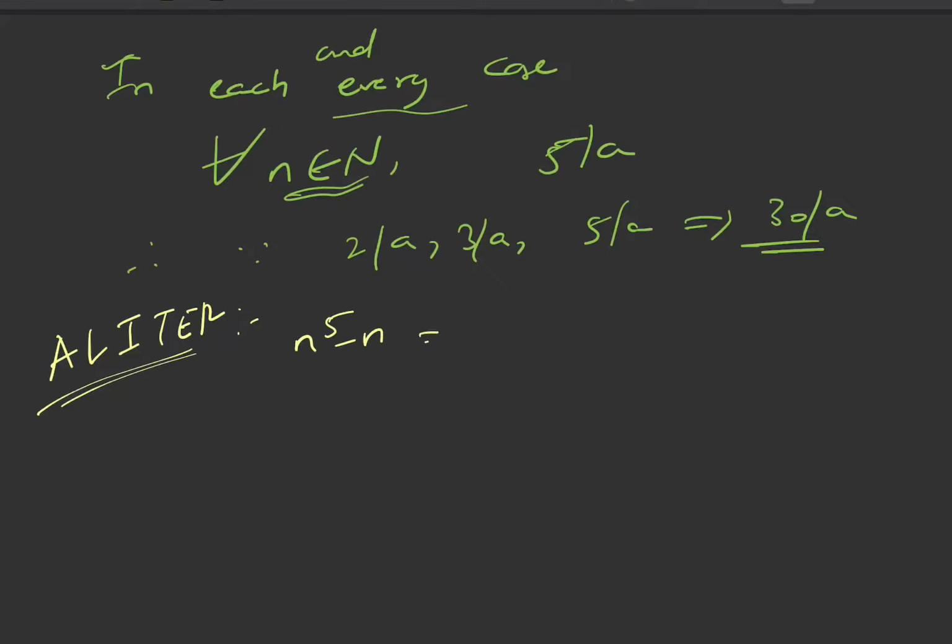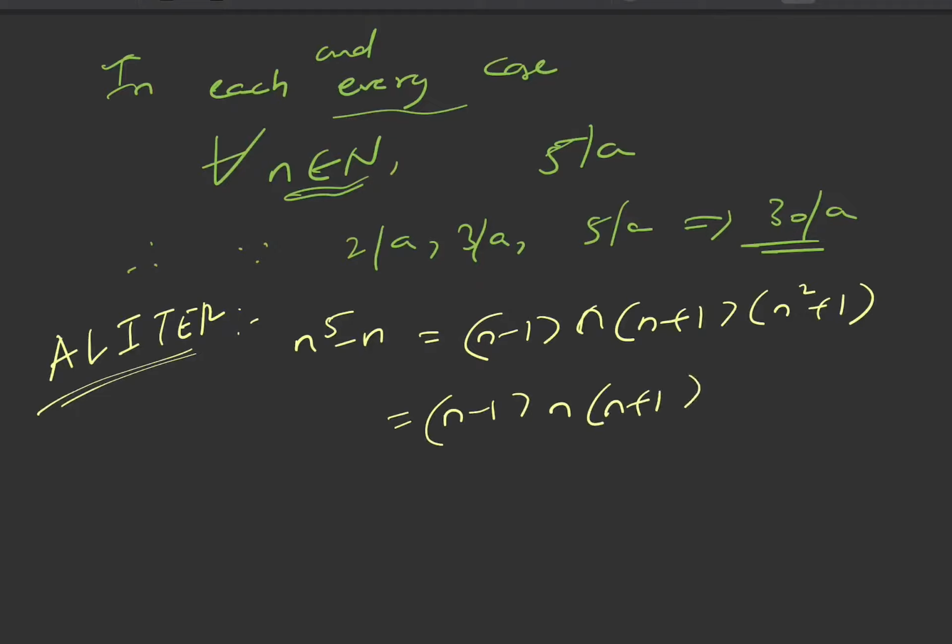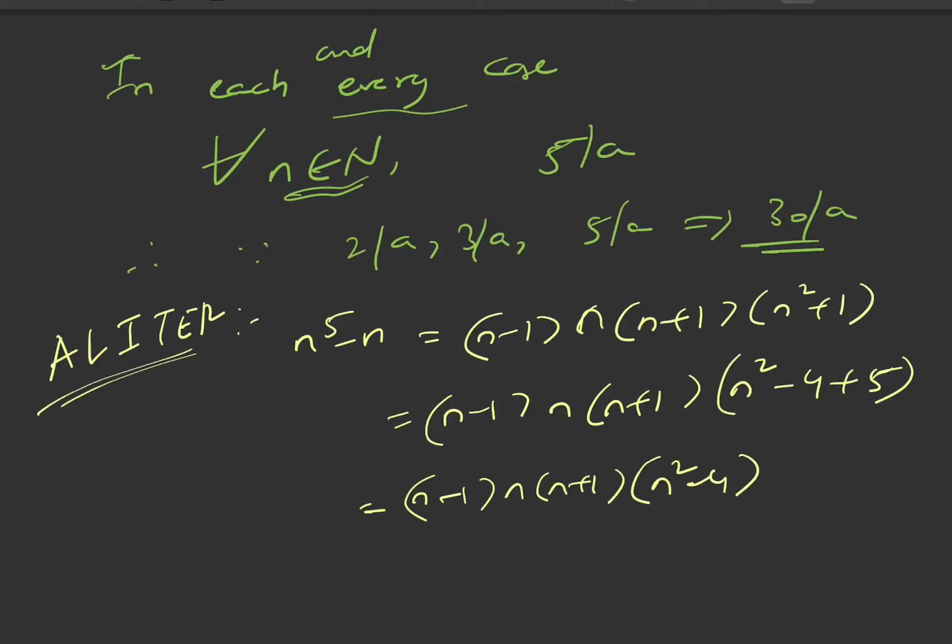So you can see that n power 5 minus n, I have written as n minus 1 into n into n plus 1 into n square plus 1, right? Now you see I am doing a clever manipulation here. N square plus 1 I am writing as n square minus 4 plus 5. Fine. Minus 4 plus 5 is 1 only. So this is n minus 1 into n plus 1 into n square minus 4 plus 5, into n minus 1, n plus 1.